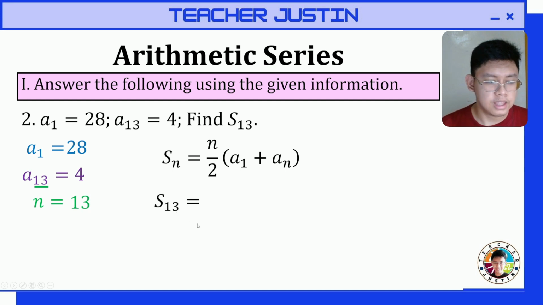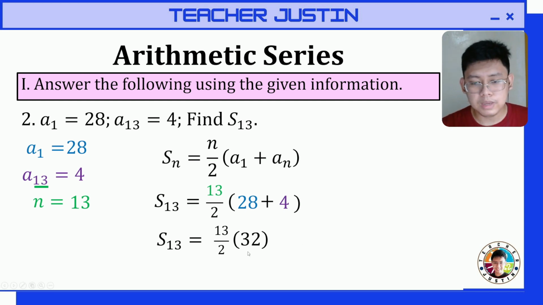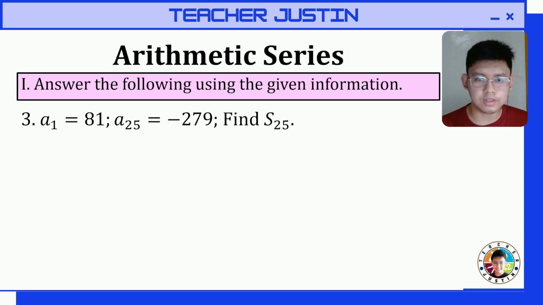So, let's substitute our given. So, we will have S sub 13 is equal to 13 over 2 times the quantity 28 plus 4. Okay, so add natin si 28 and 4. That will give us 13 over 2 times 32. We can simplify 32 and 2. 32 divided by 2 will be equal to 16. And 13 times 16 will give us 208. And this will be the sum of the first 13 terms of this arithmetic sequence. And that's it. Ta-da!